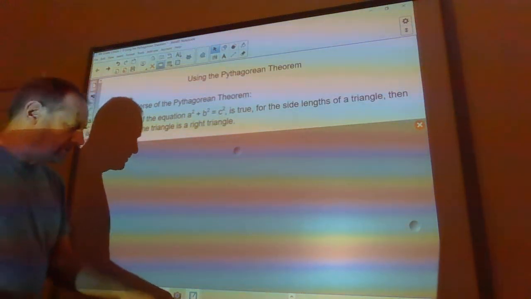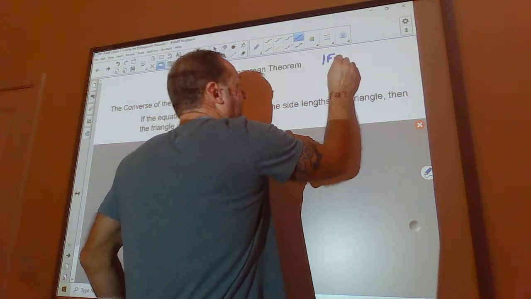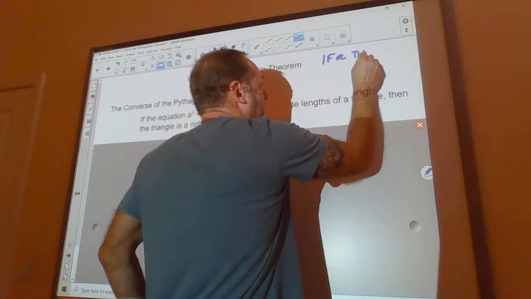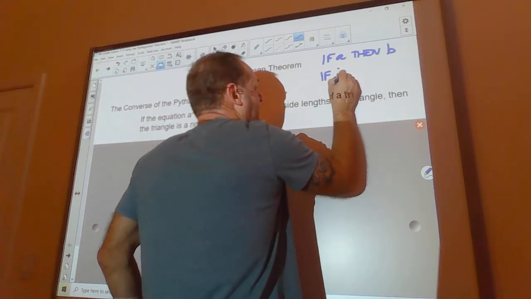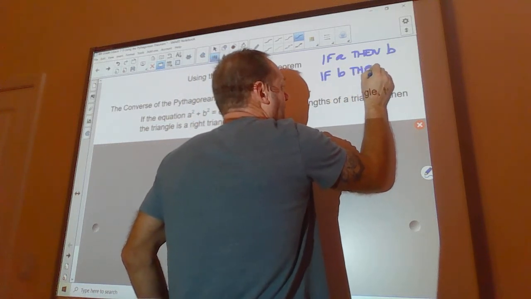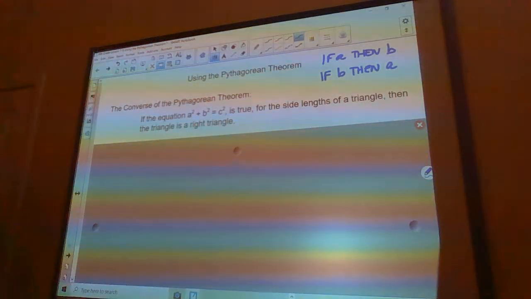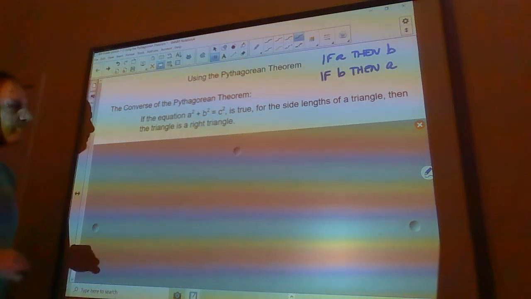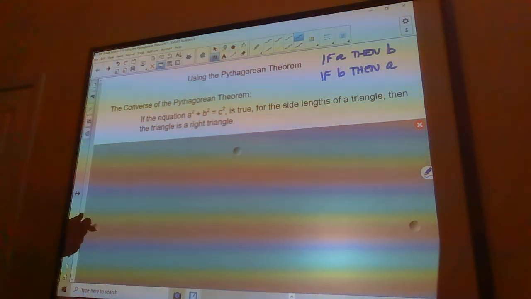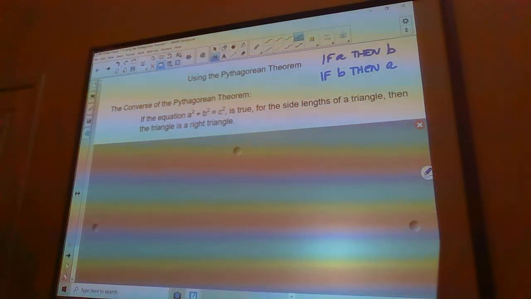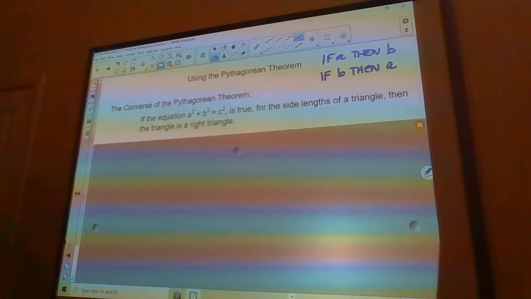So what's a converse? If I have a theorem that says if A then B, the converse is if B then A. Okay? So we had the theorem that said if a triangle is a right triangle, then the Pythagorean theorem a squared plus b squared equals c squared works.